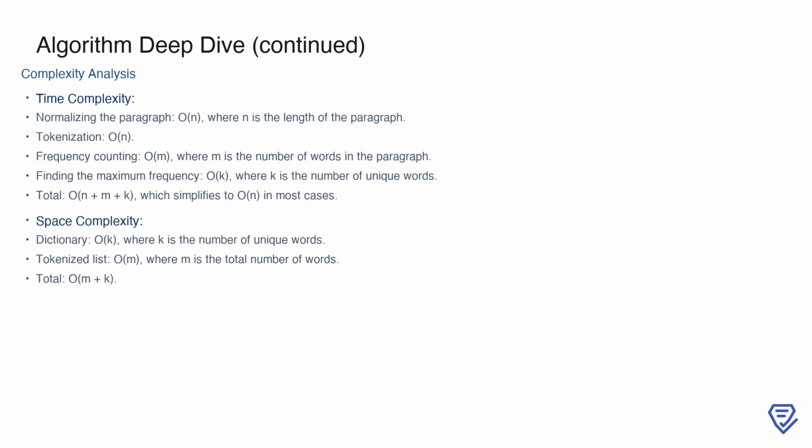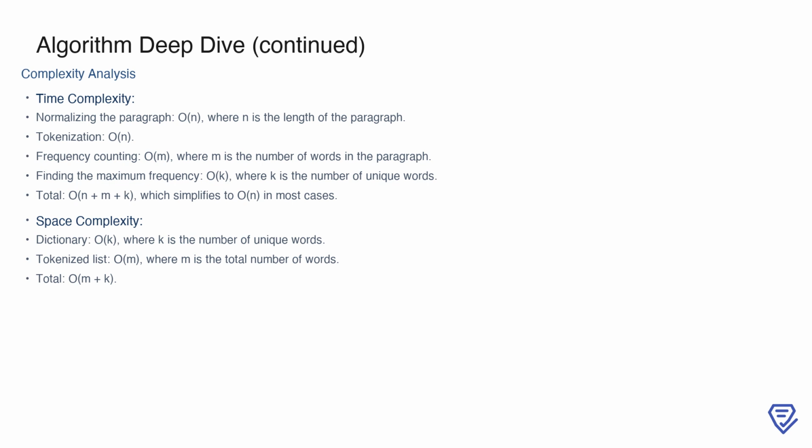For time complexity, normalizing the paragraph requires O(n) time, where n is the length of the paragraph. Tokenizing the string into words also takes O(n). Counting word frequencies involves traversing the list of words, which takes O(m), where m is the total number of words. Finding the most frequent word involves a single traversal of the dictionary, which takes O(k), where k is the number of unique words. Combining these steps gives an overall time complexity of O(n + m + k), which simplifies to O(n) in most cases, since the number of words and unique words is typically proportional to the length of the input.